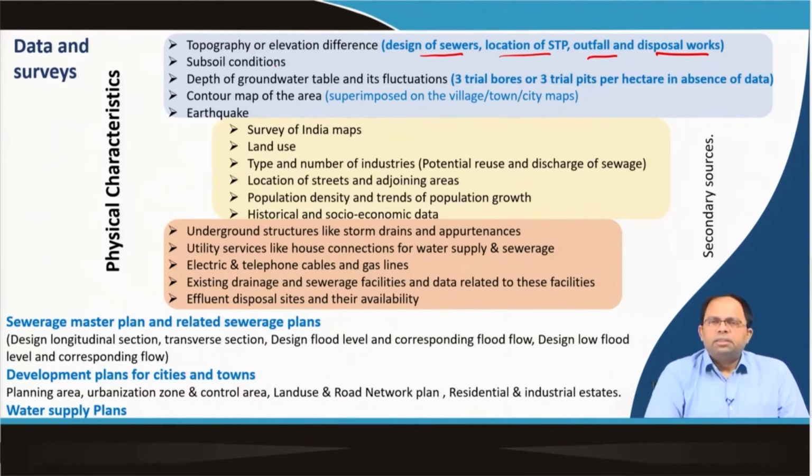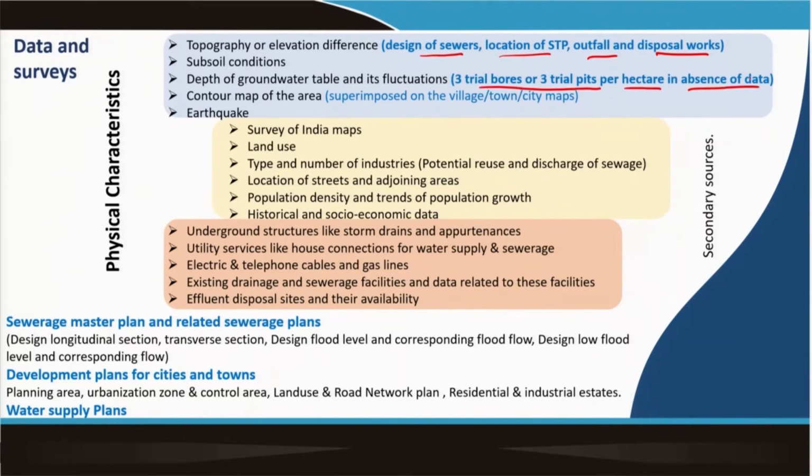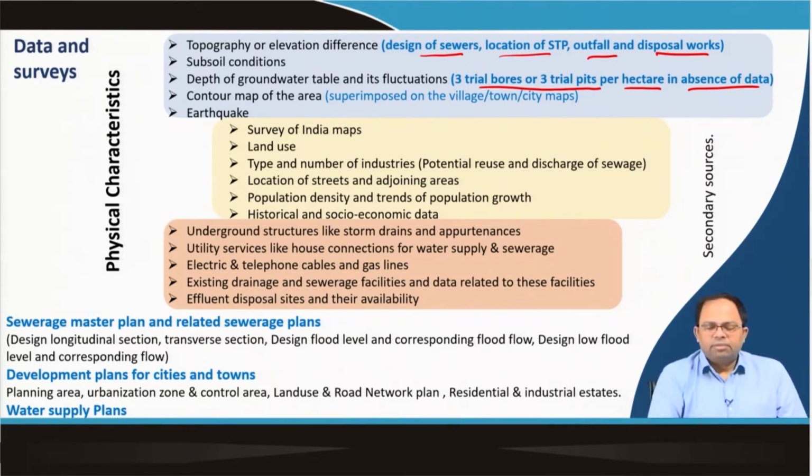Then subsoil conditions: we need to understand what kind of subsoil we have got, what is the amount of moisture in that, all this information is required. Then groundwater, depth of groundwater table and its fluctuation. For that we need to do 3 trial bores or 3 trial pits per hectare in absence of data. So, if we are designing this kind of system in an area where there is no data, then we have to go for this kind of actual field survey.